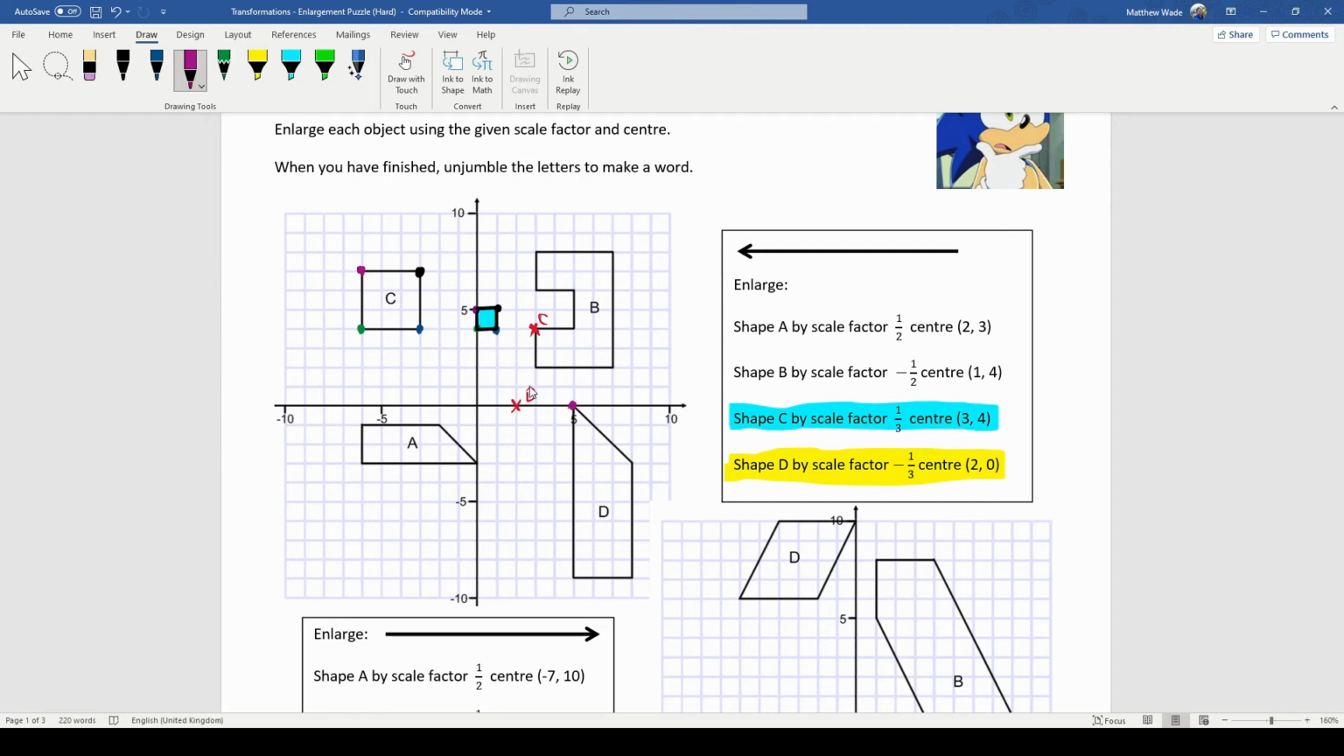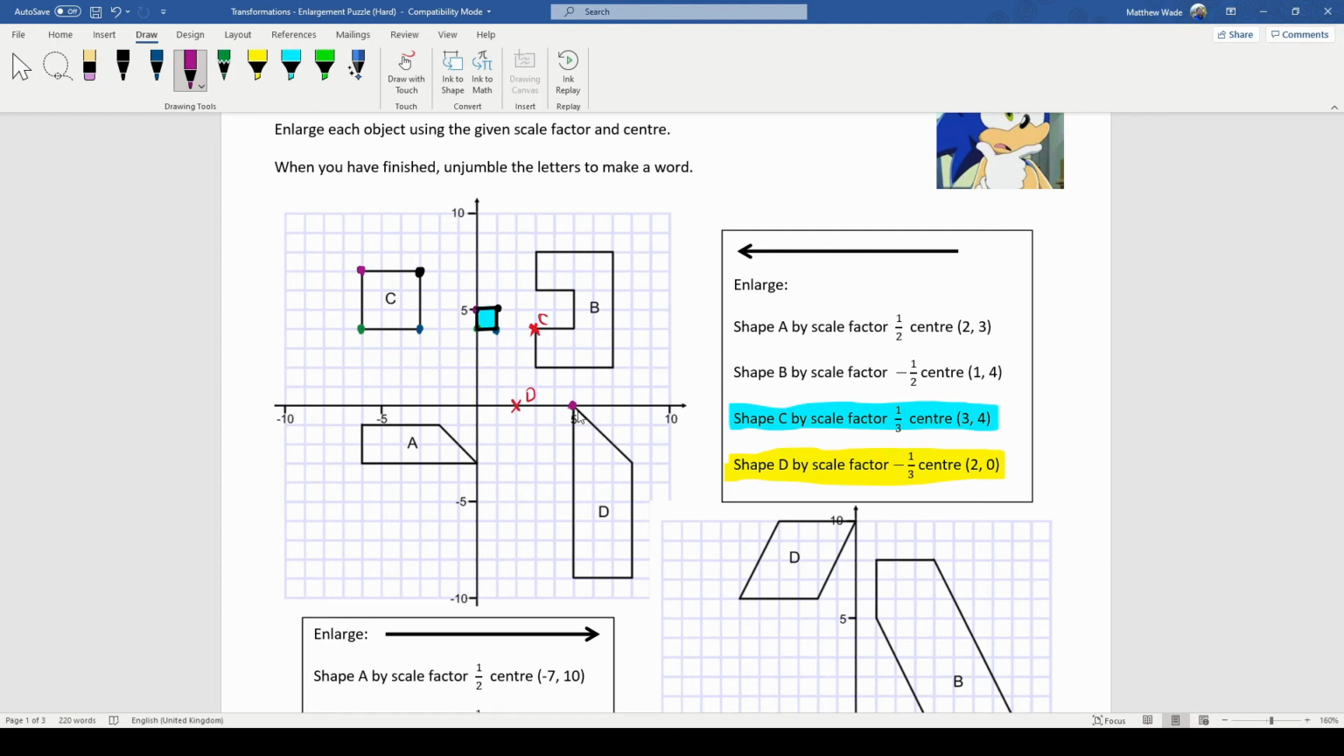But can you remember what the negative does? Well, yeah, it reverses the direction, right? So if you were to go 3 to the right, it would be 3 to the left if the scale factor was -1. If you were to go 2 up, it would be 2 down if the scale factor was -1. So a negative reverses the direction. So let's make sure we've got our head around it.